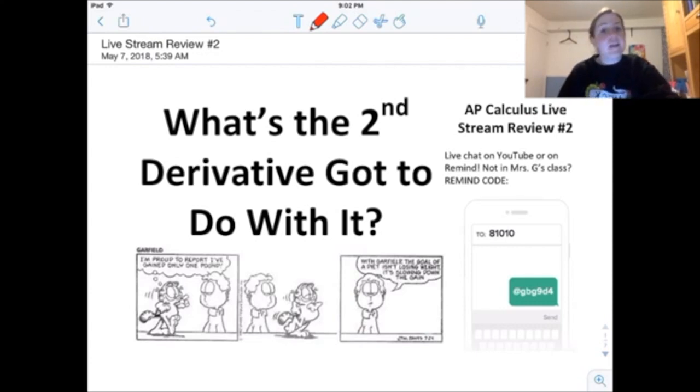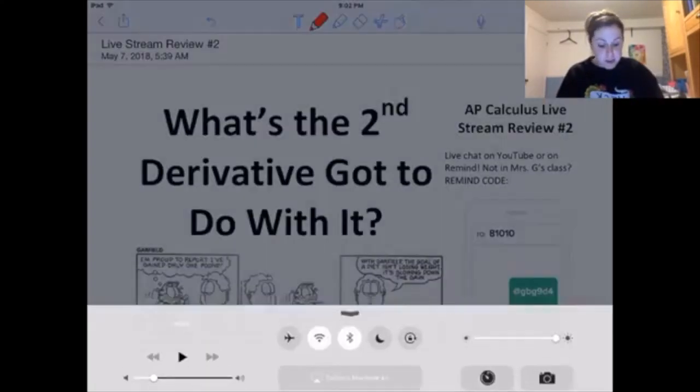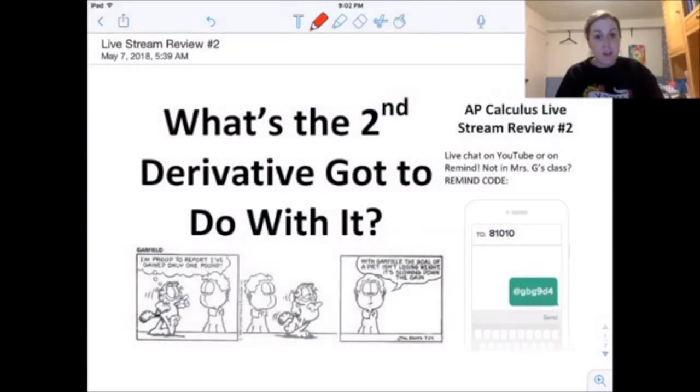But we're going to go through a lot of stuff about the second derivative tonight, because this tends to be an area where people struggle just because there are so many different things going on. There are so many different things you should be thinking about. I want to talk about this because it's been a problem area for us.